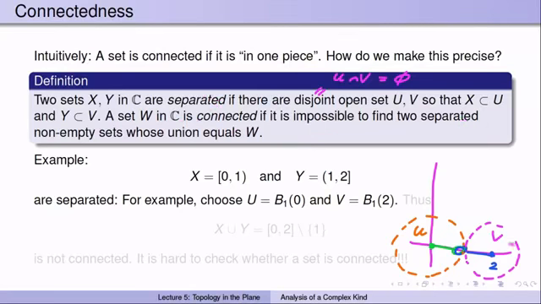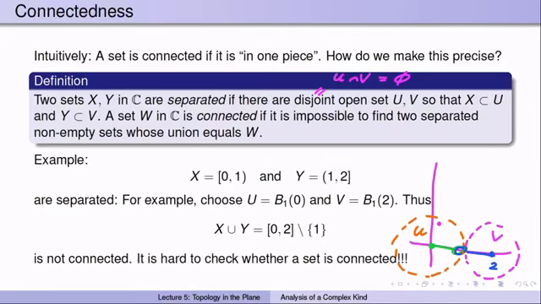So if I cannot find such a way of separating my set, then it's connected. So in particular, in this example, X union Y, which is really the interval from 0 to 2, but we're missing the point 1, is not connected because I can separate it. So it seems to be easier to check whether a set is not connected, but it is hard to check whether a set is connected.